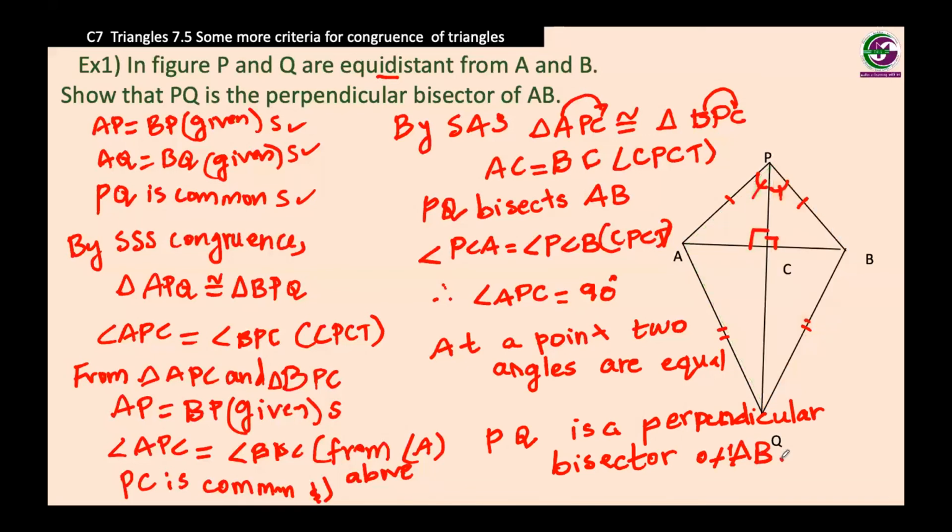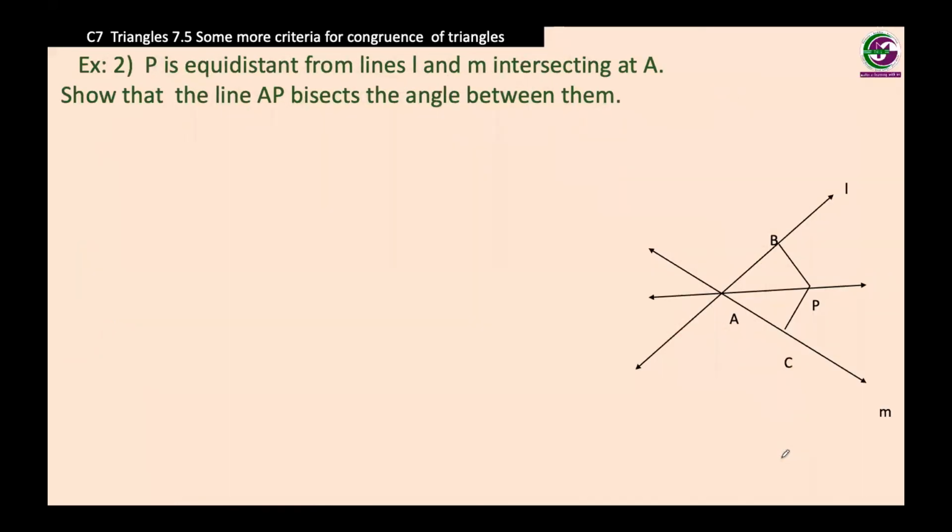Let's move on to one more example. P is equidistant from lines L and M. Equidistant means these two sides are equal, and distance refers to 90 degrees. These two angles are also 90 degrees. Now the question is to show that AP bisects the angle between them, which means we have to show these two angles are equal. So we have to take the triangles ABP and ACP.